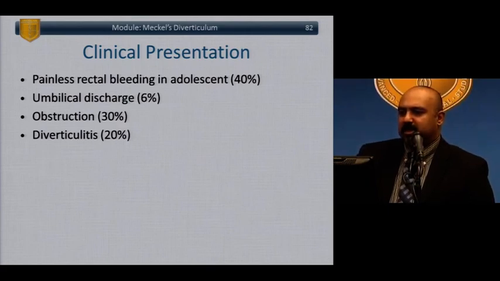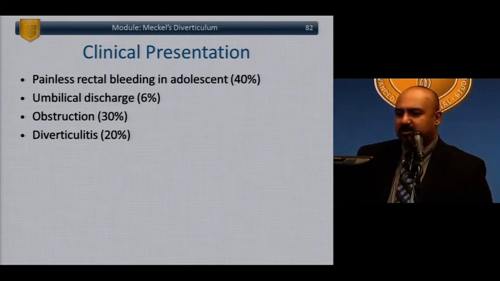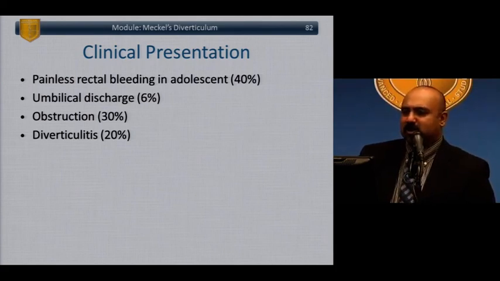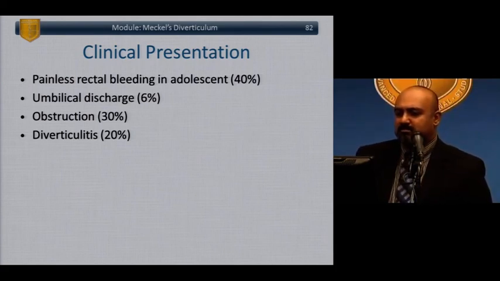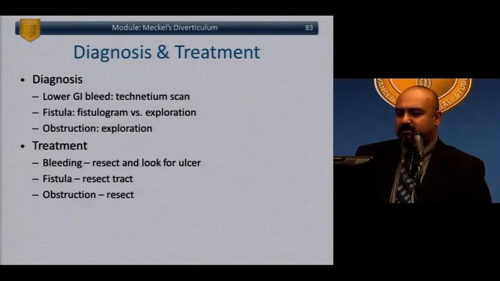Painless rectal bleeding in the adolescents, 40% of the presentation will be painless rectal bleeding. Umbilical discharge, you usually see this when they're younger. Obstruction at about 30%. So kids that have never had an operation before and suddenly come in with a high-grade obstruction and have never had surgery, don't have any hernias, you'd be concerned with maybe a persistent omphalomesenteric duct. And you can have infection or diverticulitis in these patients in about 20%.